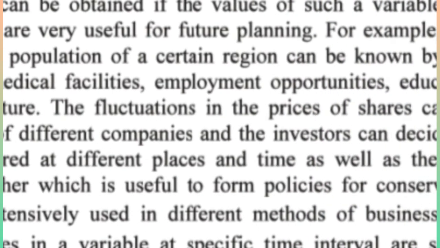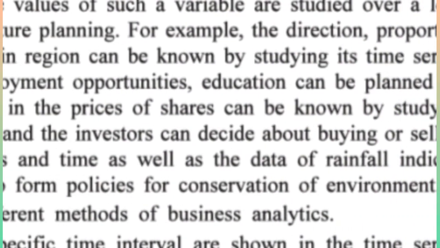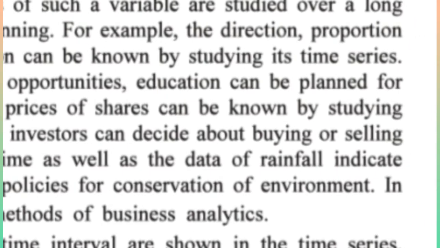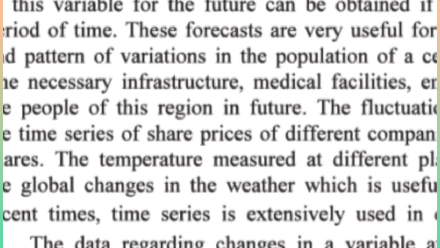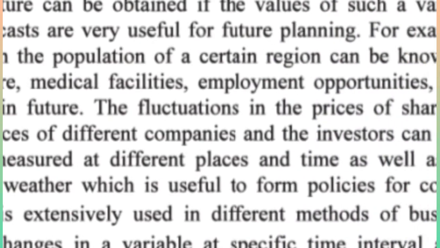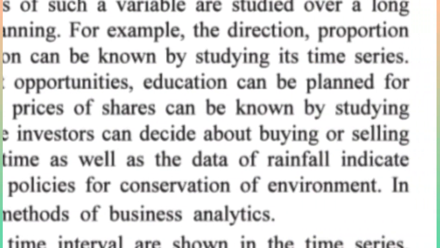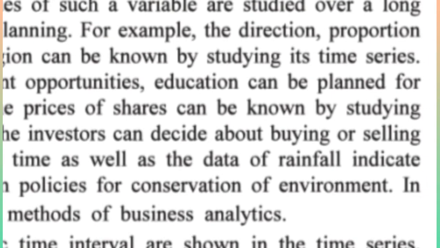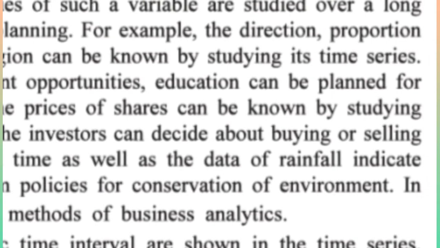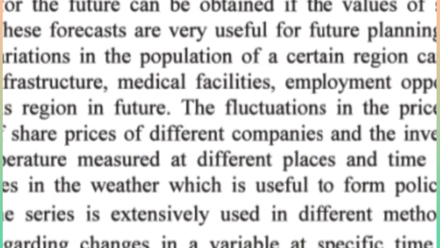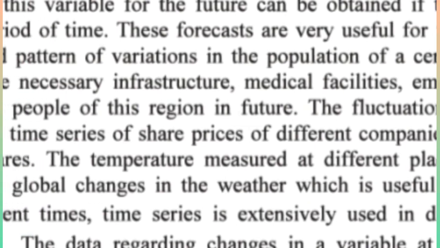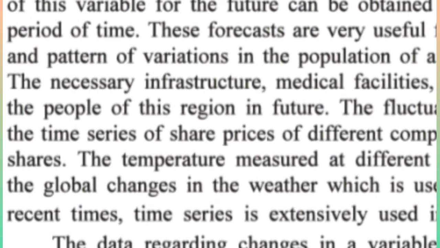Now over here again, if you look at the examples, you can see in the fourth line of the para that the direction, proportion and pattern of variations in the population of a certain region can be known by studying its time series. So when you study the time series for the population of a particular region, with the passage of time you can come to know the pattern and how the population is increasing in that particular region.